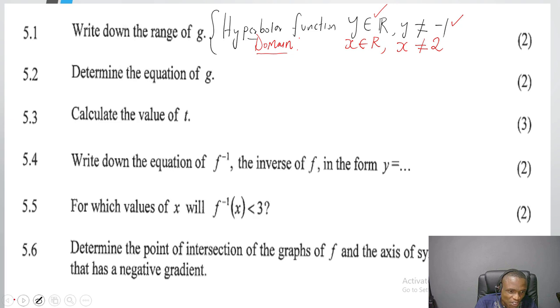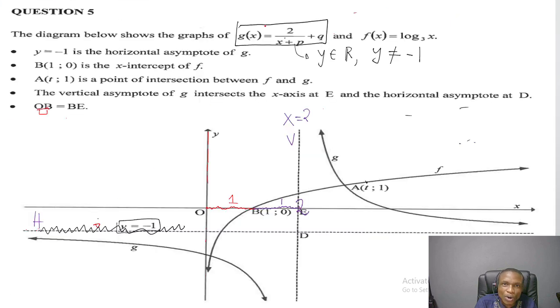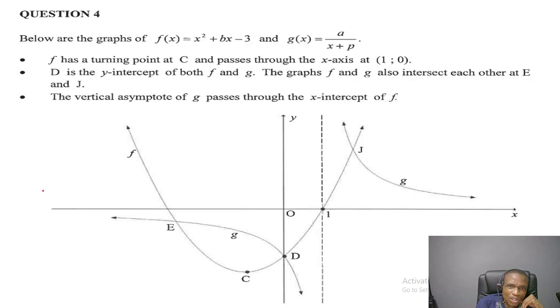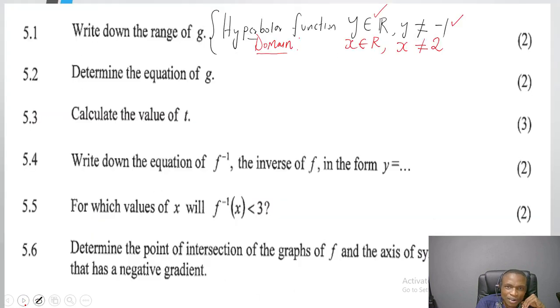What is the equation of g? I told you that the function g is incomplete. We must know p and we must know q. I love this question 5. So, okay, what's happening?